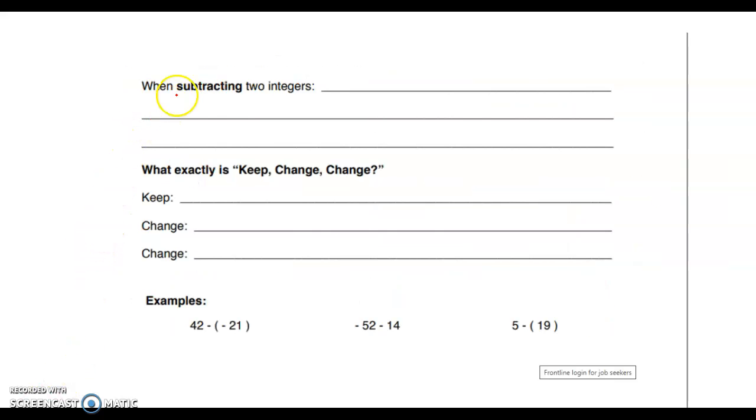All right, guys, let's talk about what we do when we subtract two integers. When we subtract two integers, we're going to use the rule keep, change. And we'll talk about what keep, change means.